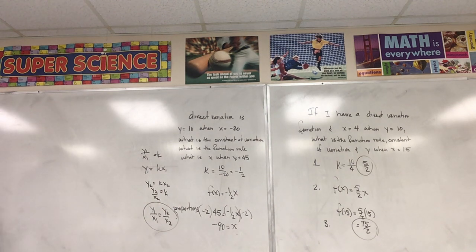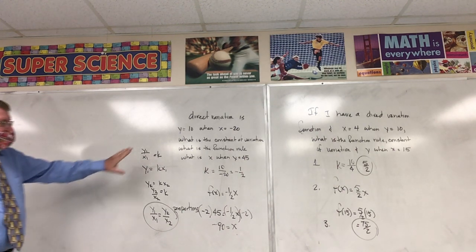I can set up a proportion. Here is my constant of variation proportion: y1 over x1 equals y2 over x2. You can see the first example is on the left, second example on the right. Doesn't really matter, but you see my y's are on the top and my x's on the bottom.